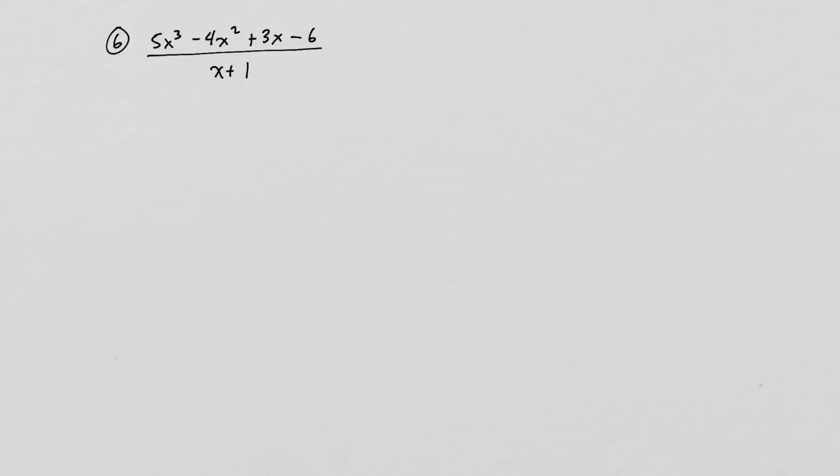Let's try another. And I'm going to speed up just a little bit because the process is the same. So in this problem, we are dividing x plus 1 into 5x cubed minus 4x squared plus 3x minus 6. We start by dividing the first term of the dividend, 5x cubed, by the first term of the divisor, x. So again, this term divided by this term. And this is 5x squared.